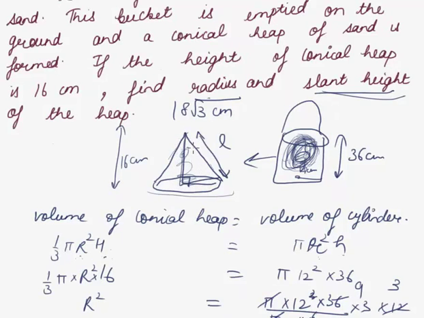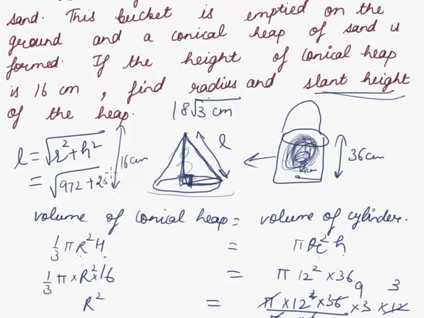Considering the cone as an ideal regular cone, we can say that this angle is 90 degrees, and by Pythagoras theorem, L will be under root r square plus h square, that is, r square is 972 and h square, because h is 16, will be 256. So we will have under root 1228. On solving this under root, it will be 2 under root 307 centimeters. So in this way we can calculate the radius and slant height in this question.